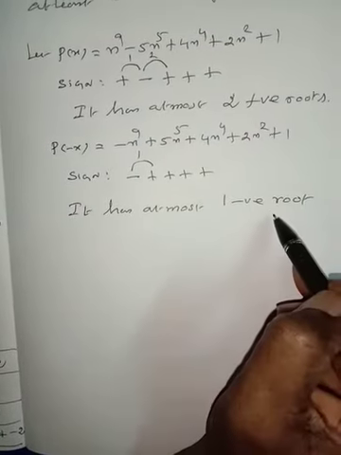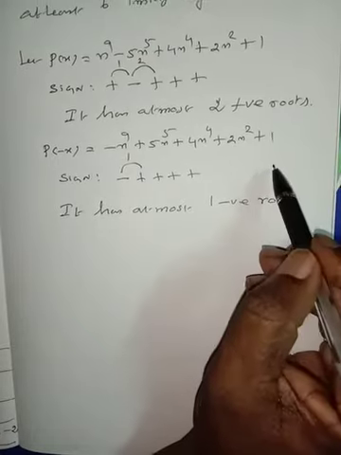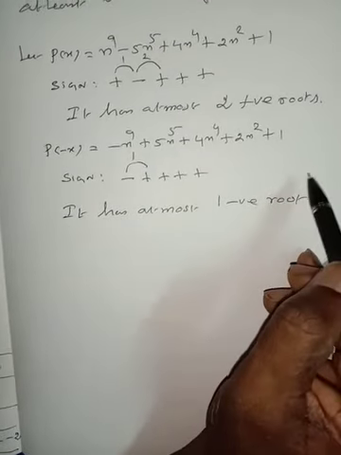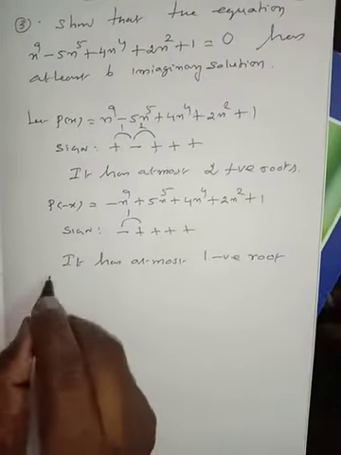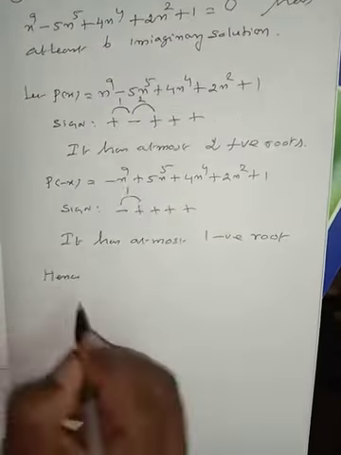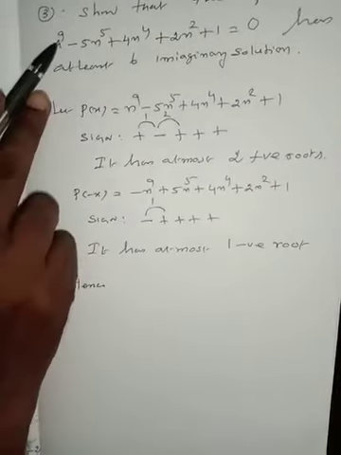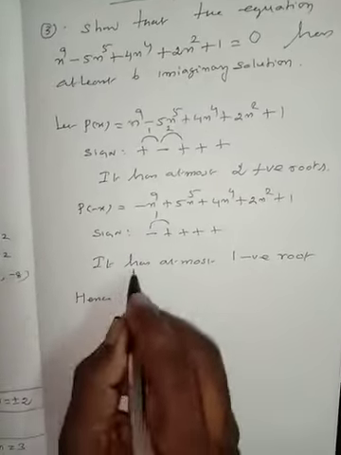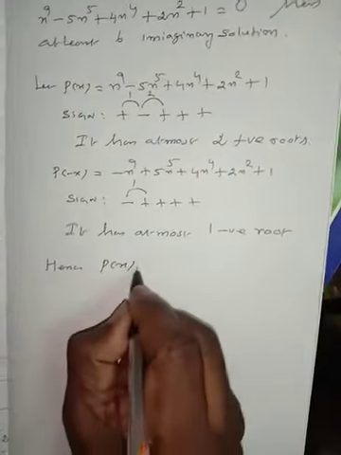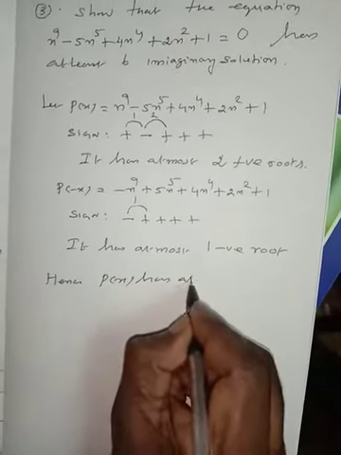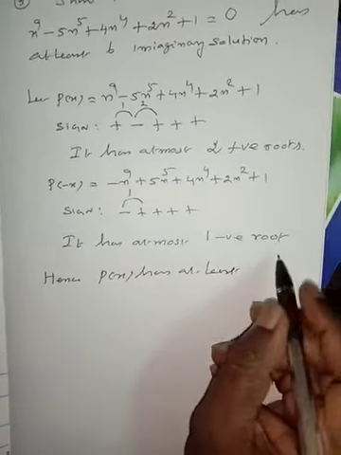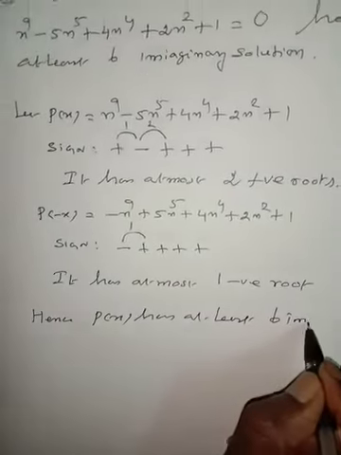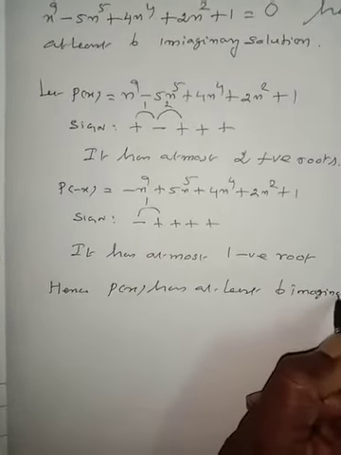Therefore 2 plus 1 is 3 roots. The other roots are imaginary roots of the solution. It is given that the degree is 9, so the other roots are 9 minus 3, therefore 6. Hence p of x has at least 6 imaginary solutions.